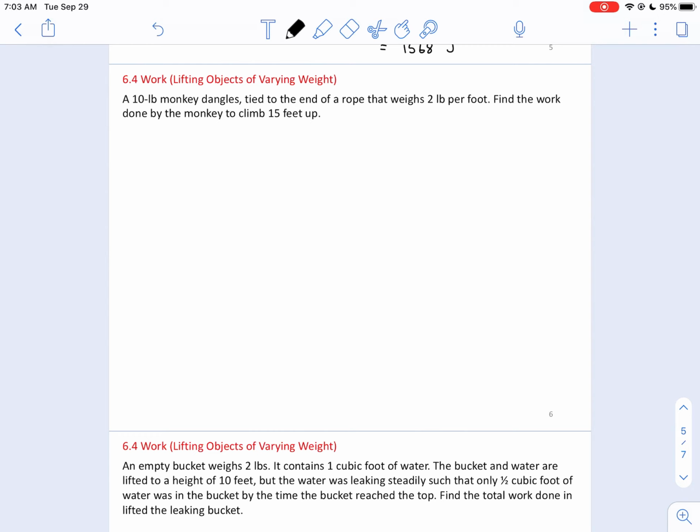The next example, a 10-pound monkey. All right, so right there I see that we're working in the US customary system. So there's not going to be any 9.8s that we're going to need to use here. A 10-pound monkey dangles tied to the end of a rope that weighs 2 pounds per foot.